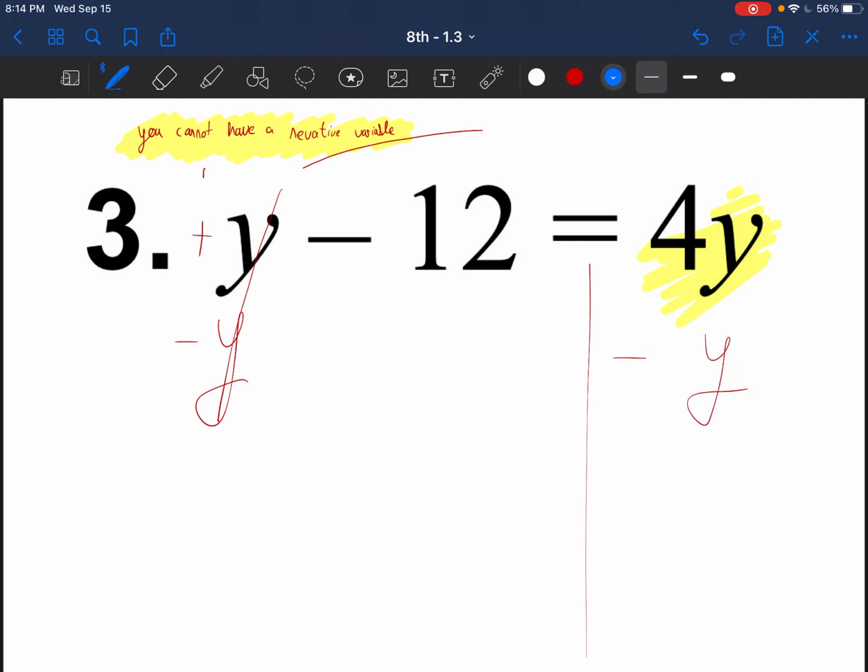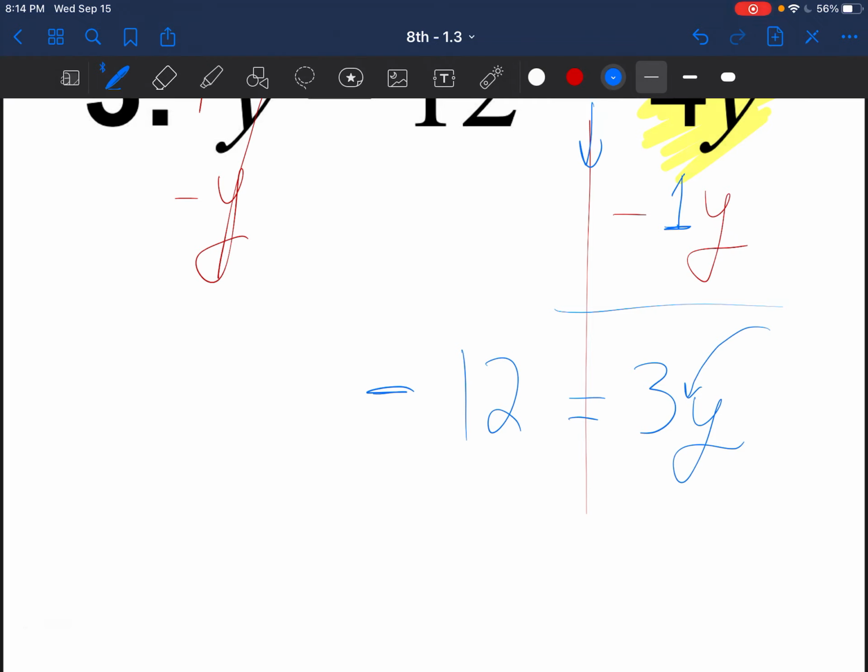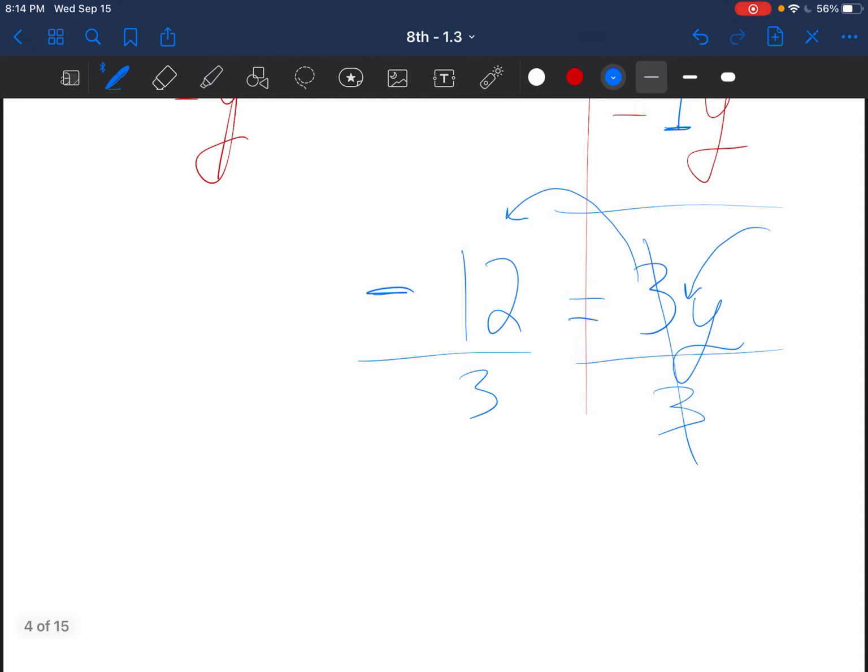In the first question, we reminded ourselves that there is an invisible number, and that is 1. So what is 4y minus 1y? You're going to get 3y. Bring down that equal sign. Now you have negative 12. What operation is in between that 3 and that y? It is multiplication. The opposite of multiplication is division. So let's divide by 3. Whatever you do on one side, do it to the other. 12 divided by 3 is going to give us 4. We know it's negative because a negative divided by a positive is negative. So negative 4 is equal to the letter y.